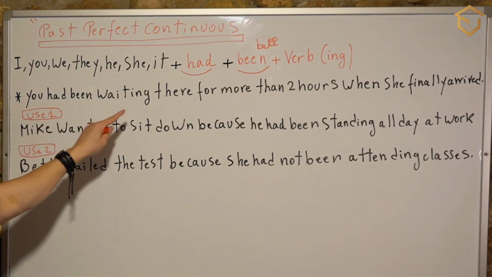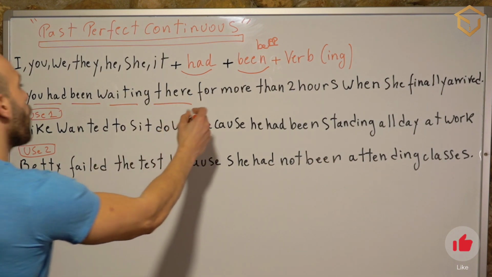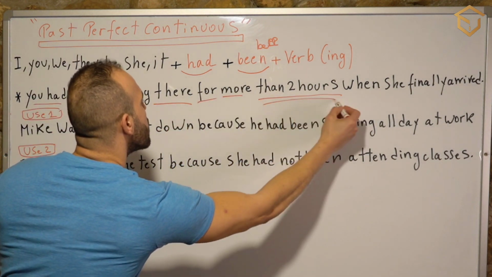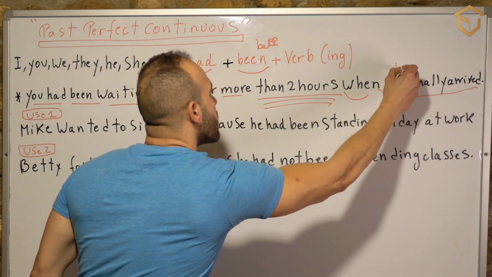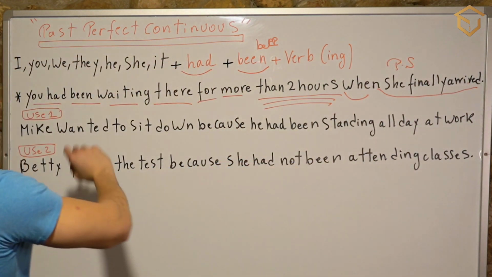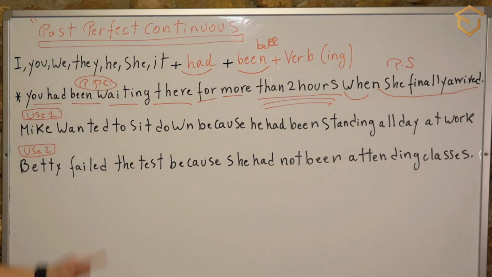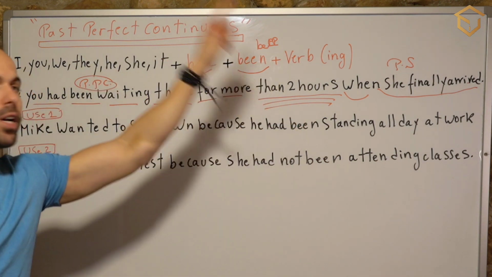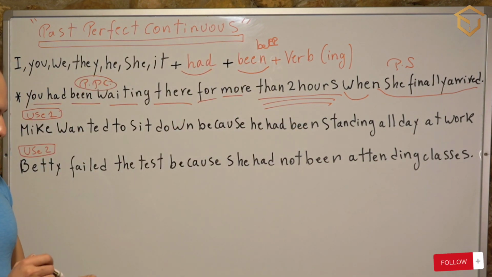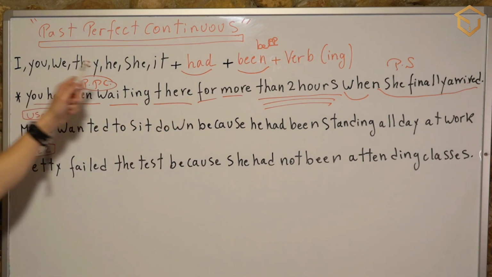You had been waiting there for more than 2 hours when she finally arrived. That's the past simple. And that's here the past perfect continuous. So you had been waiting there for more than 2 hours when she finally arrived. So what does it mean? So that's the first event and the second event.